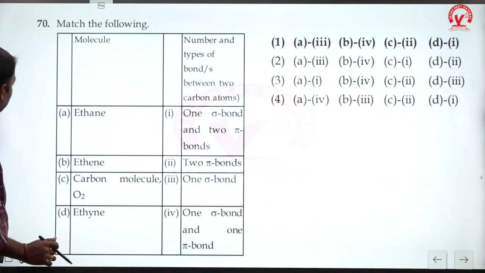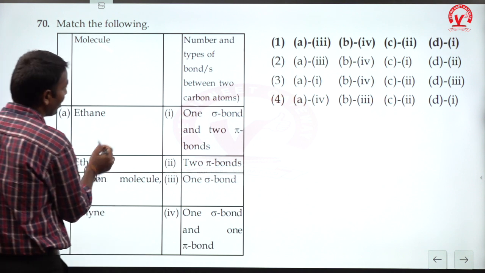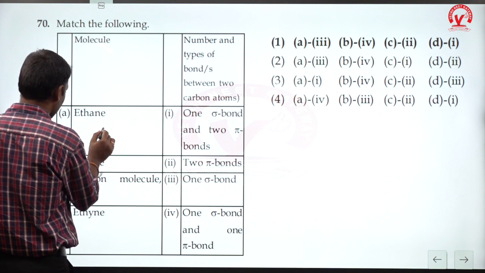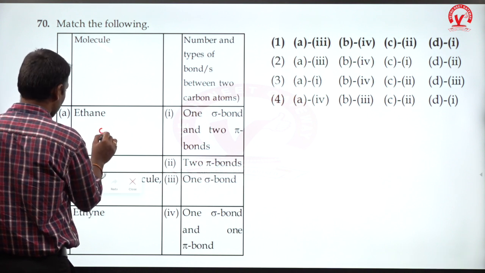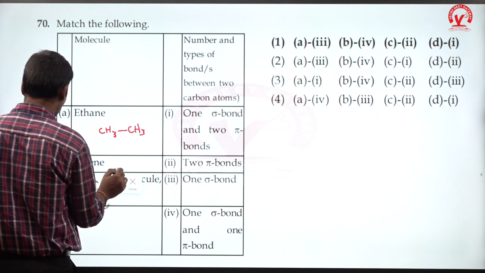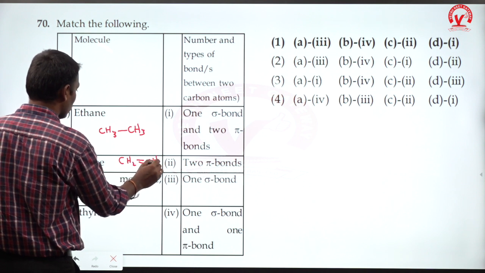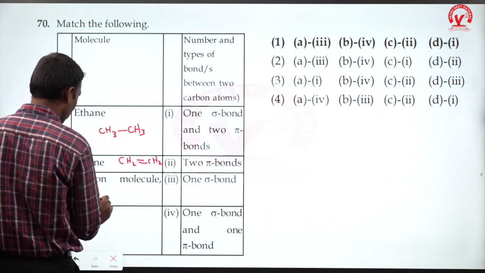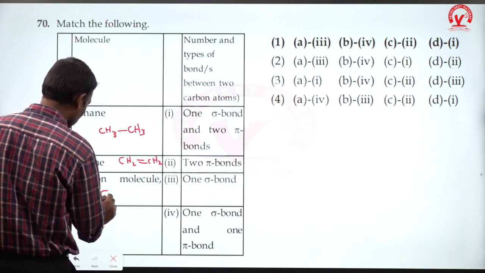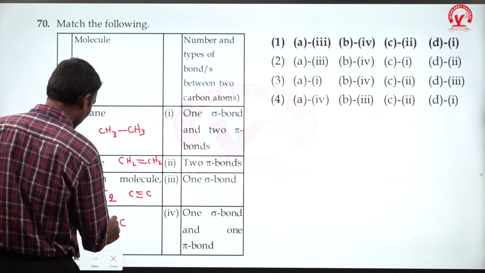Question number 70. Here they are just asking to find the number of sigma and pi bonds. Very simple question, right? That is CH3, the ethane formula, this one, and the ethene formula we have like this, CH2 double bond CH2. Then the carbon molecule C2, it is like this. And the ethyne formula we have like this.